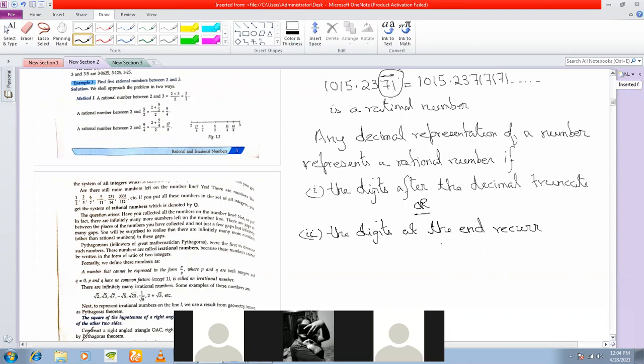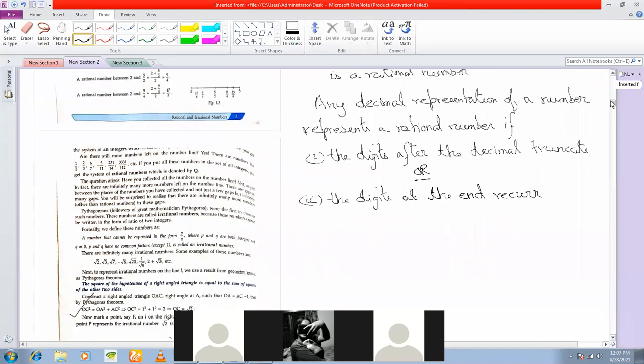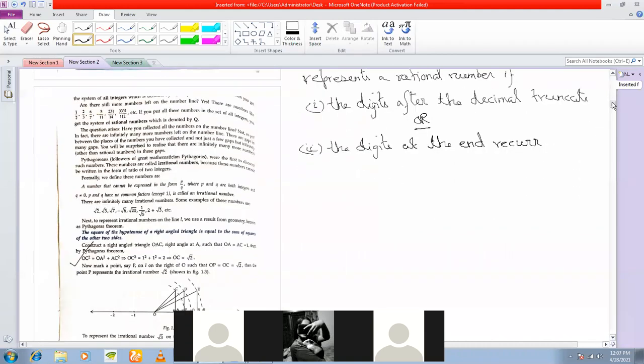Any questions on this? No questions? Fine. Then I can continue with some more. Now, once you know whether such numbers whose decimal part is given are rational or not, the next part is you must know how to convert the decimal representation of a number to fractional form.